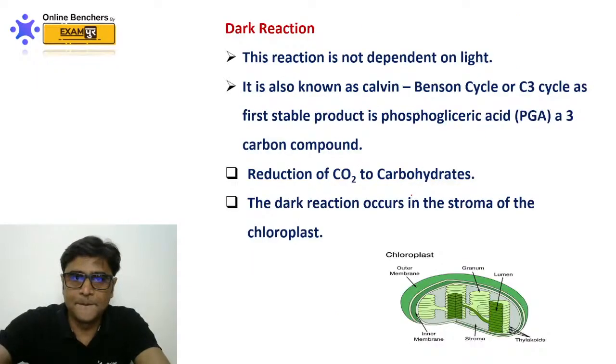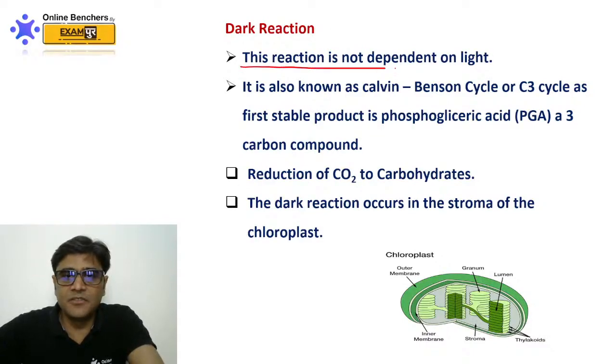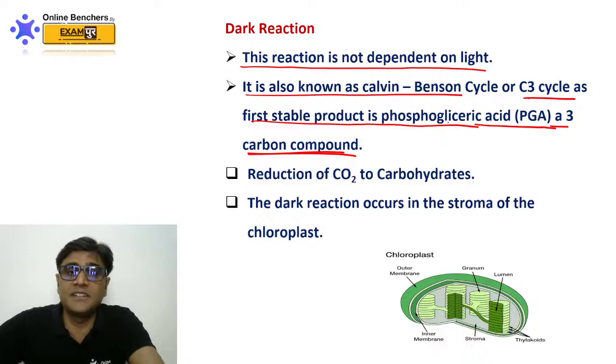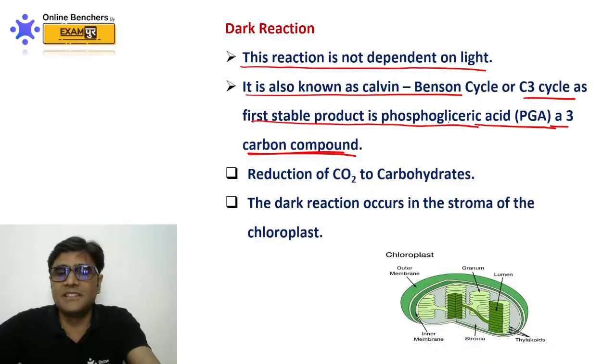Don't worry. So what is dark reaction? Dark reaction is not dependent on light and it is also called the Calvin-Benson cycle or C3 cycle, because the first stable product of dark reaction is a 3-carbon compound which is known as 3-phosphoglyceric acid. So suppose the question is why dark reaction is also known as C3 cycle: because the first stable product of dark reaction is a 3-carbon compound known as 3-phosphoglyceric acid.